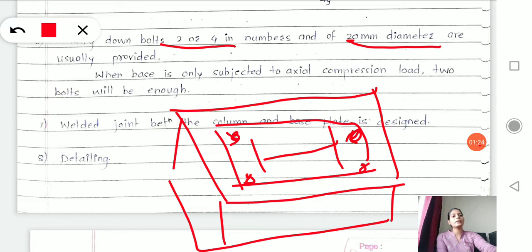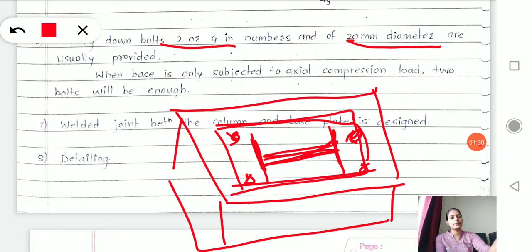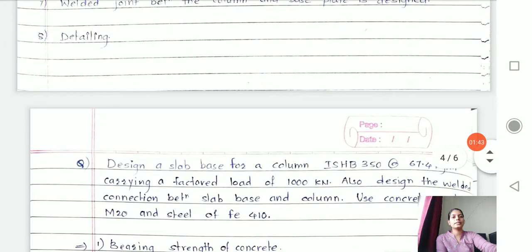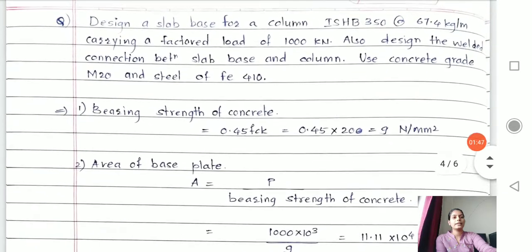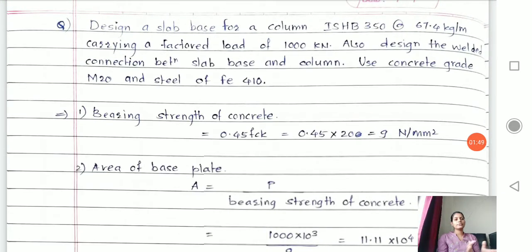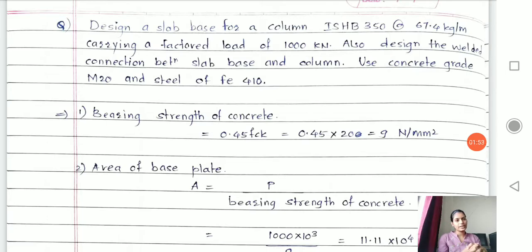Now you need to weld this I section, which is your column, to the base plate, and that welding design also needs to be provided along with your base plate design. And next is detailing we will understand, providing a detail diagram or detail figures for all the designing we did for base plate and welding.